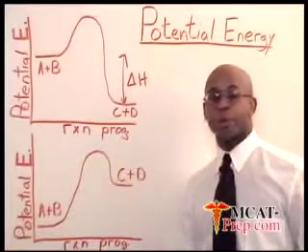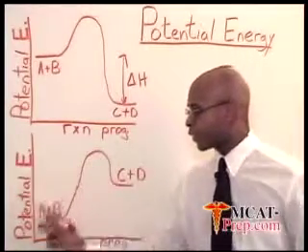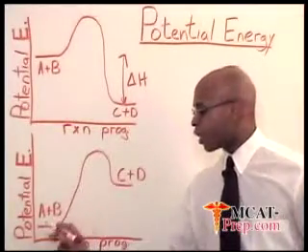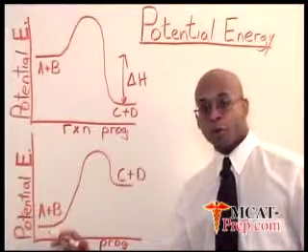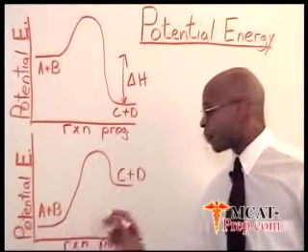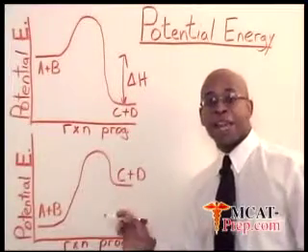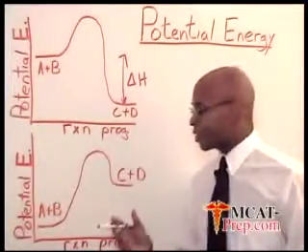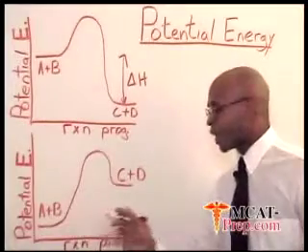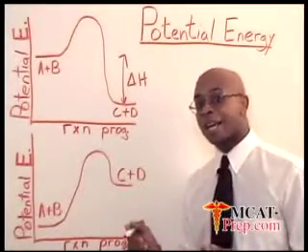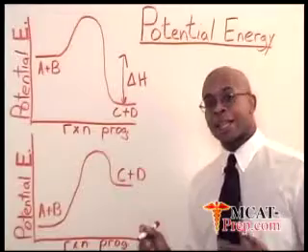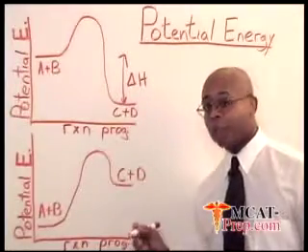So the delta H here would be negative. In this particular reaction, we start off with a low energy for our reactants. We end up with a higher energy for the products. So in other words, energy was gained. Energy must have been added for this reaction to occur. That is an endothermic reaction. That means that the delta H must be positive.